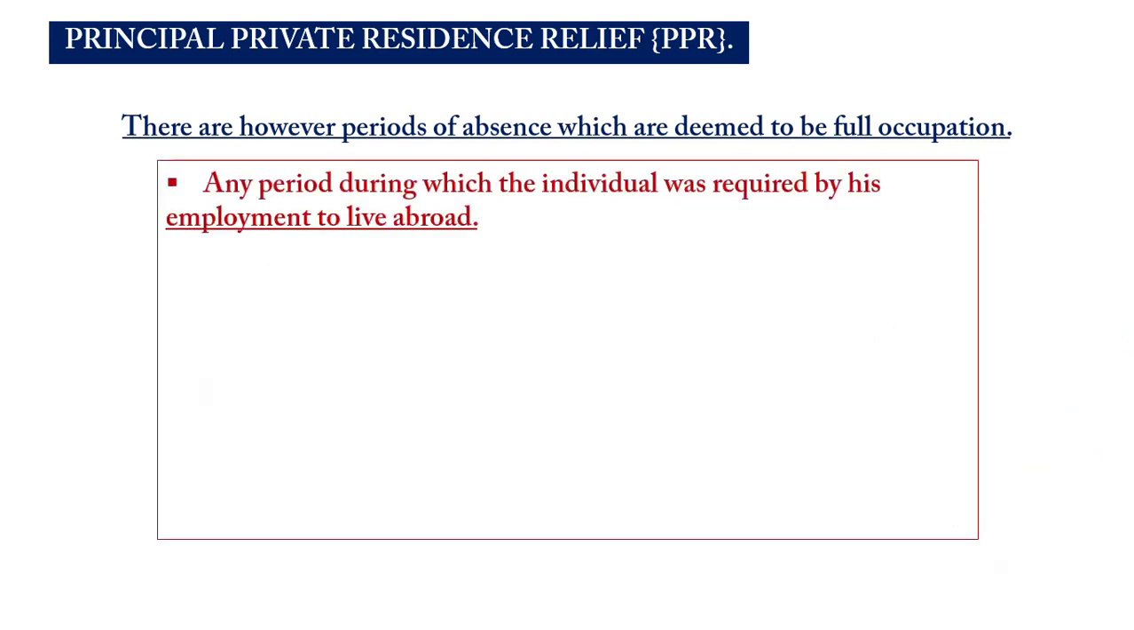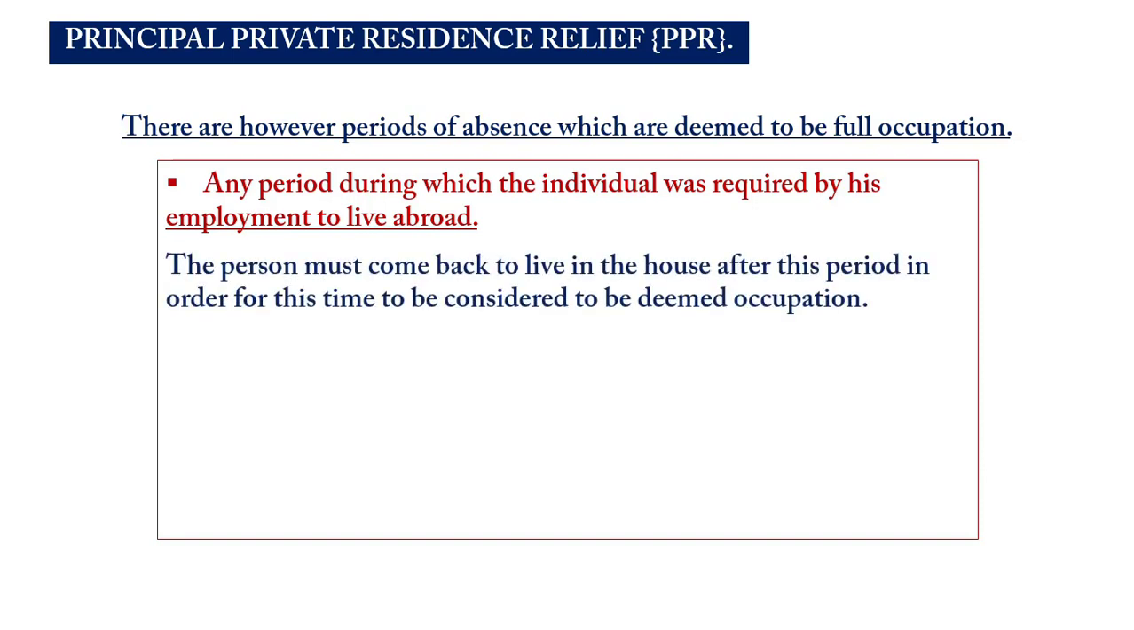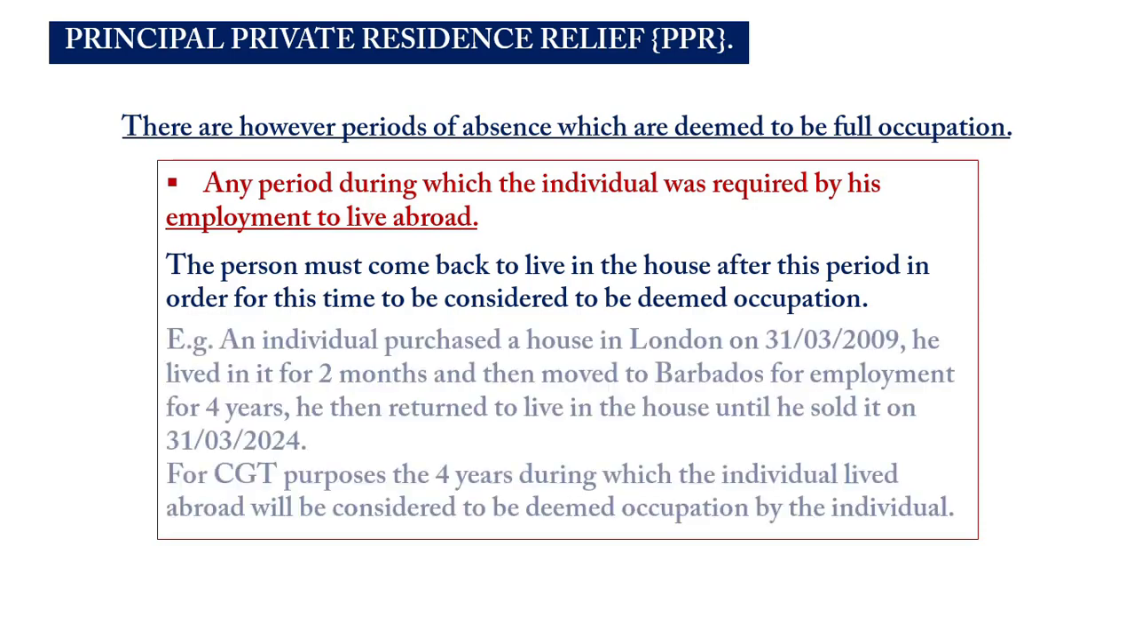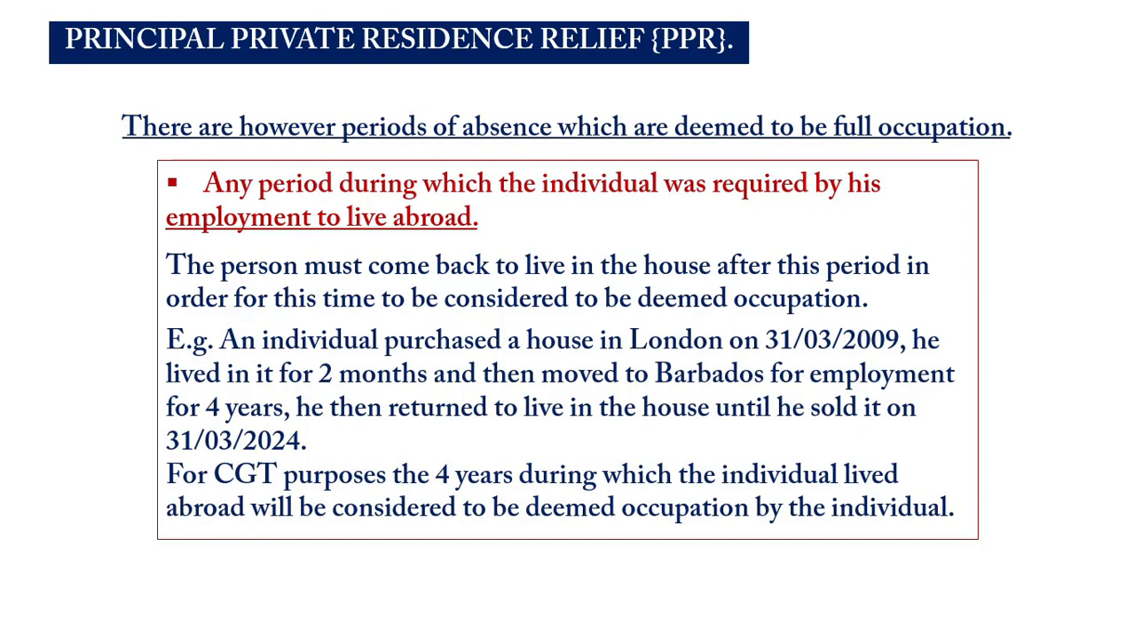Okay. The second period where an absent house can be deemed to be occupied is any period that the individual works abroad. So his business or his place of employment took him outside the UK to work. Now, if the person works there for any amount of time, provided it is because of the business or because of his work, that is how come he's living there. The person lives there 12 years, 13 years. All that period, whilst he is on company assignment, will be deemed to be occupation. However, the only thing is that the person must return to live in the house until it is sold.